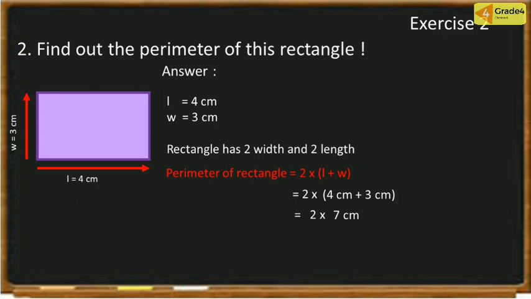So we can calculate 2 times 7. 2 times 7 is 14 centimeters. So we can get the answer: perimeter of the rectangle is 14 centimeters. Or you can add all sides of this rectangle. You can add 4, add 3, and then add again 4, and then add again 3. You can get the answer is 14 too. It's the same. The answer is 14 centimeters, the perimeter of this rectangle.